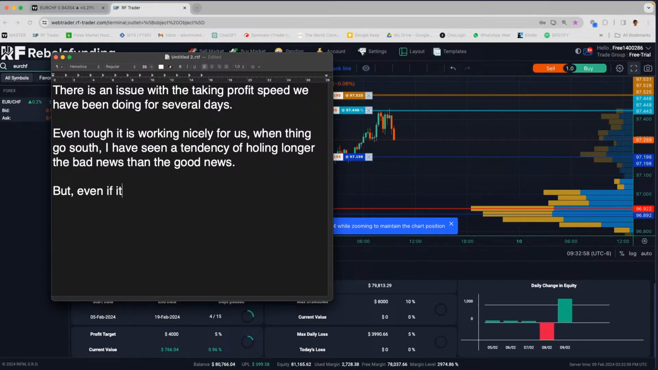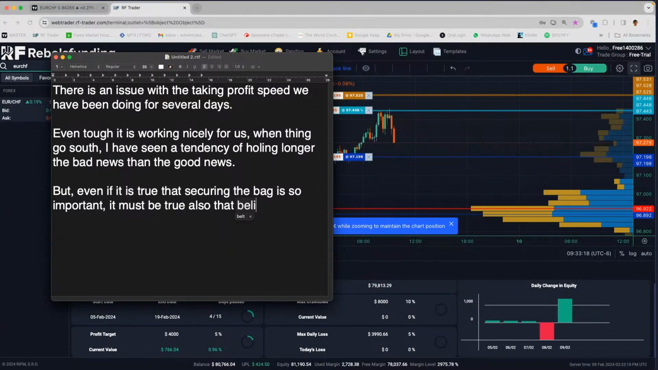But even if that is true, it must be true also that believing in the system is also profitable, right?